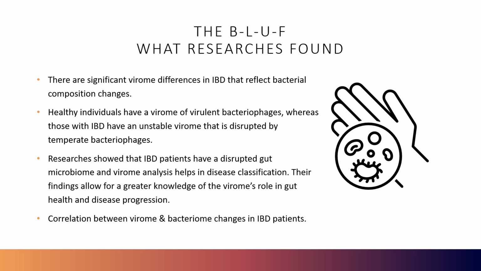The correlation between virome and bacteriome changes: an increased number of temperate phages correlated with bacterial disruption in IBD. And the CRISPR spacers showed many temperate phages in IBD had bacterial hosts belonging to Firmicutes, which are known to be depleted in IBD patients. This supports the idea that the increase of temperate phages contributes to bacterial loss and microbiome instability in IBD patients.